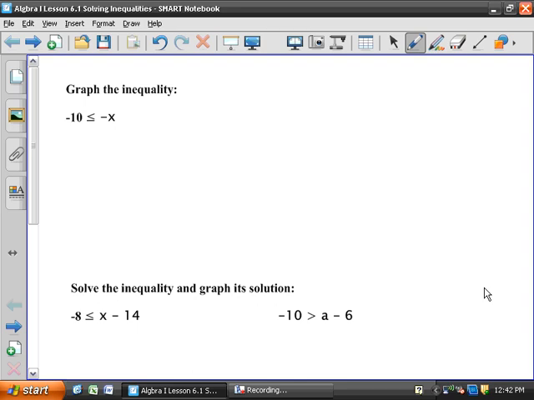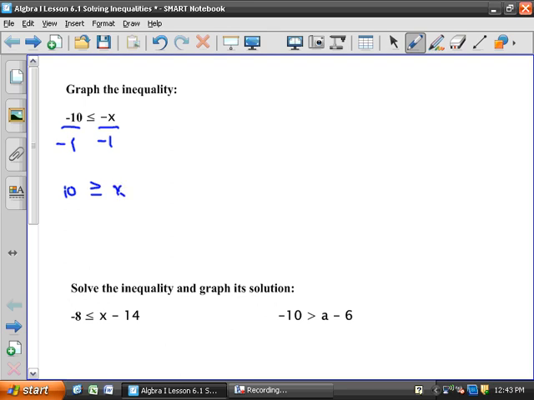So our first question here is negative 10 is less than or equal to negative x. It's a very straightforward solution here. I really have a negative 1 sitting in front of that x, and it's multiplying the x. So in order to undo that, I want to divide both sides of the inequality by negative 1. Negative 10 divided by negative 1 is a positive 10. I have to flip the inequality, and negative x divided by negative 1 is positive x.